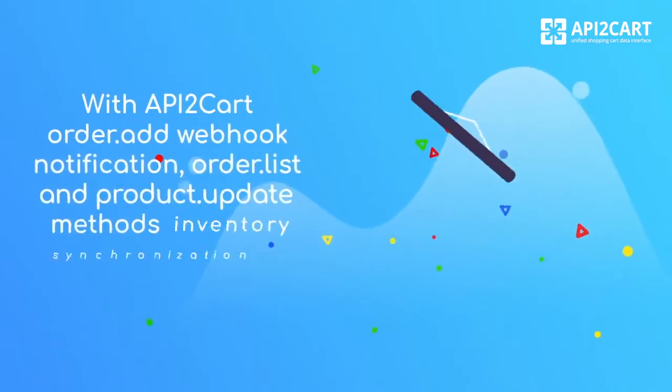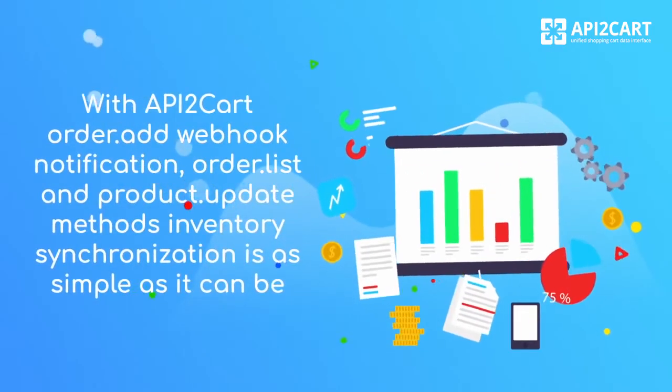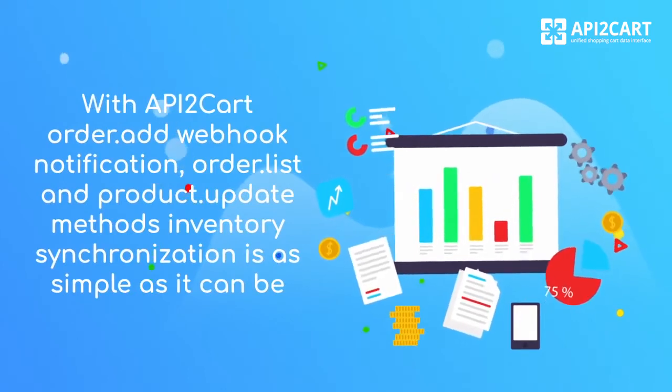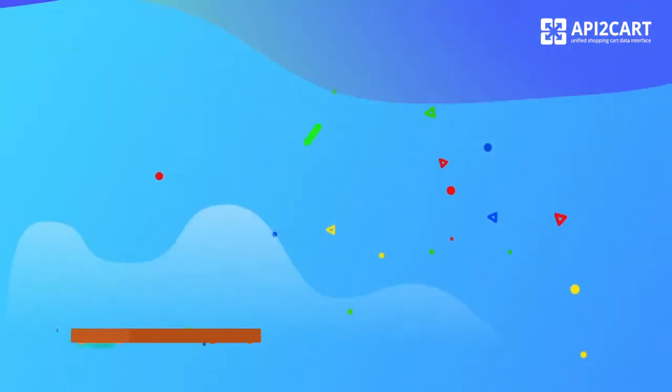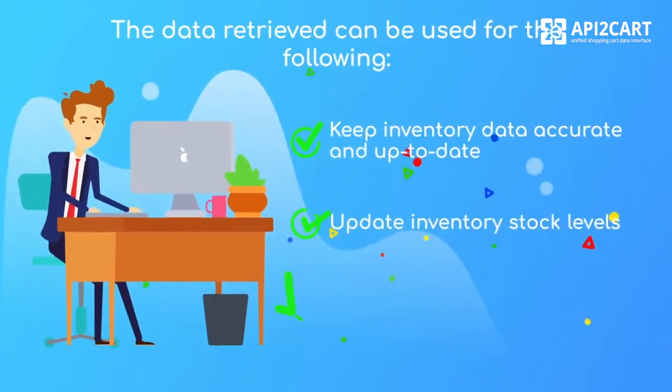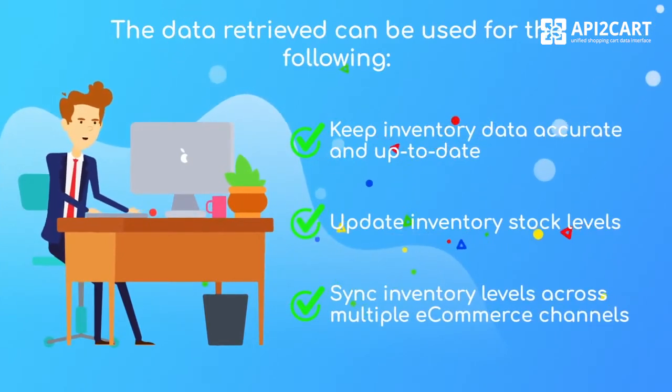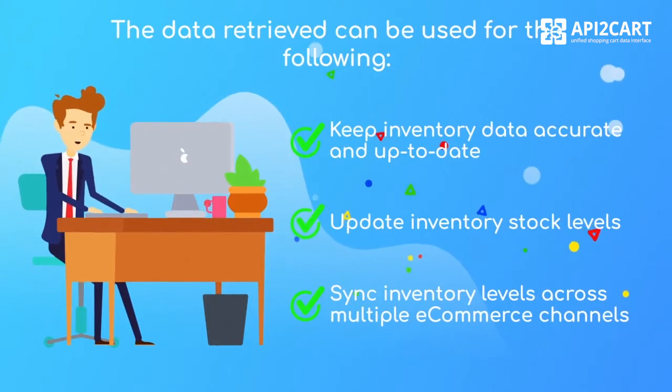With API2Cart, order add webhook notification, order list, and product update methods, inventory synchronization is as simple as it can be. The data retrieved can be used for the following: keep inventory data accurate and up-to-date, update inventory stock levels, sync inventory levels across multiple e-commerce channels.